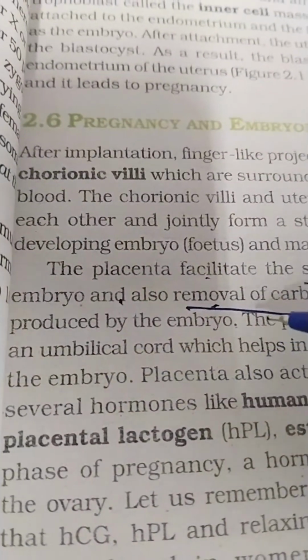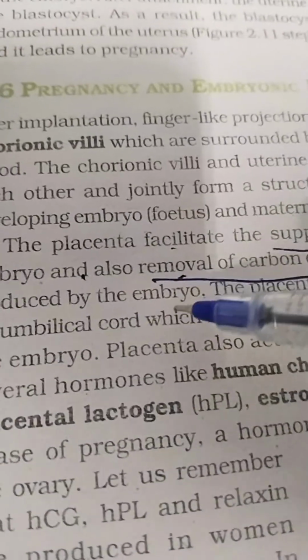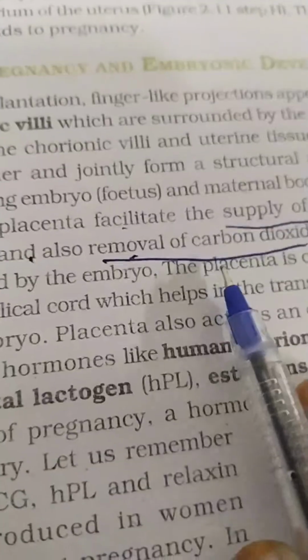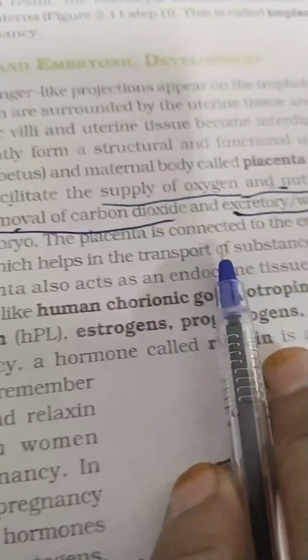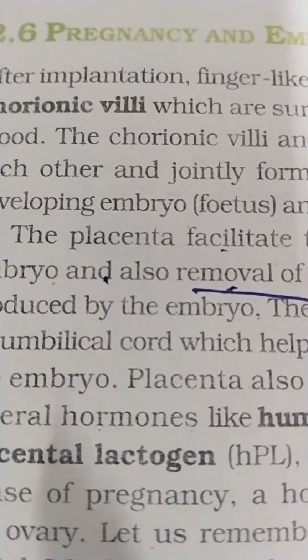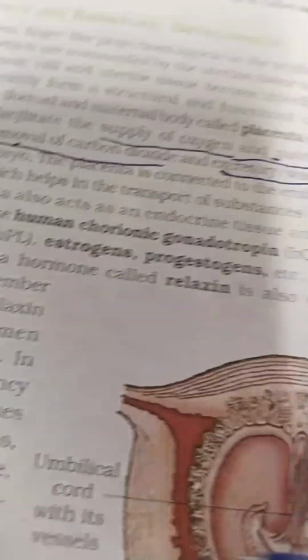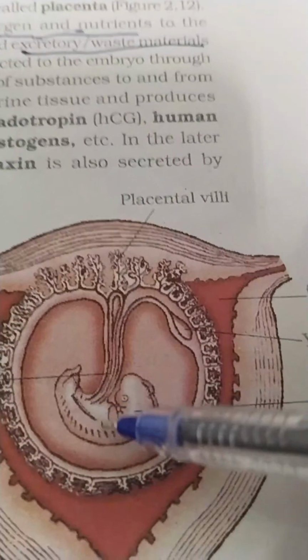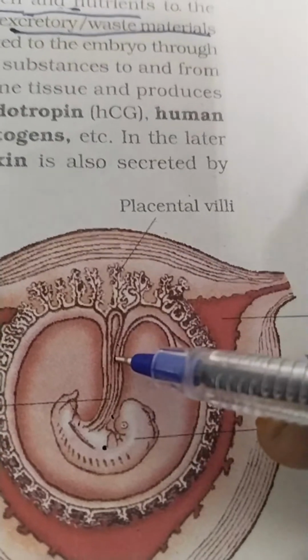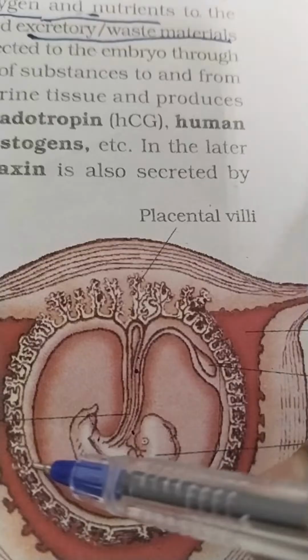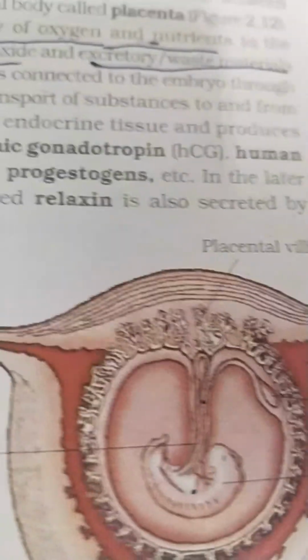Next, the umbilical cord. Carbon dioxide and the excretory waste are produced by the embryo. The placenta is connected to the embryo through an umbilical cord, with its vessels. Here is the embryo, in between there is the umbilical cord, and above that there is the placenta, surrounded by maternal tissue and blood, as well as the fetus.